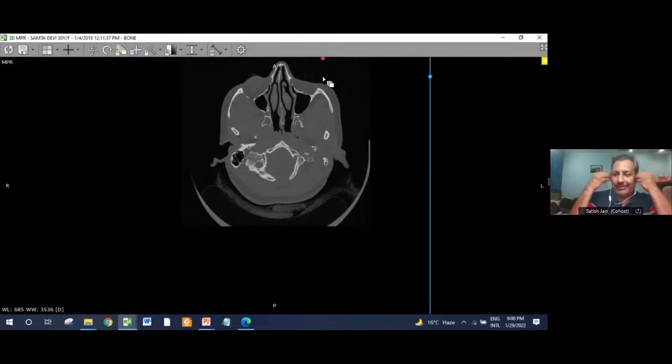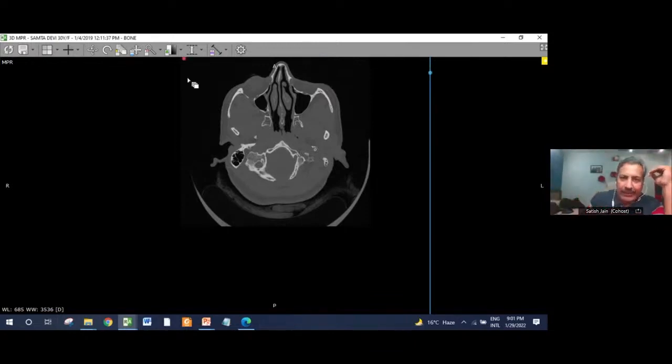Into the orbital apex. So that area through which the cavernous sinus continues anteriorly into the orbit is the superior orbital fissure. And the superior orbital fissure is an inferior structure.